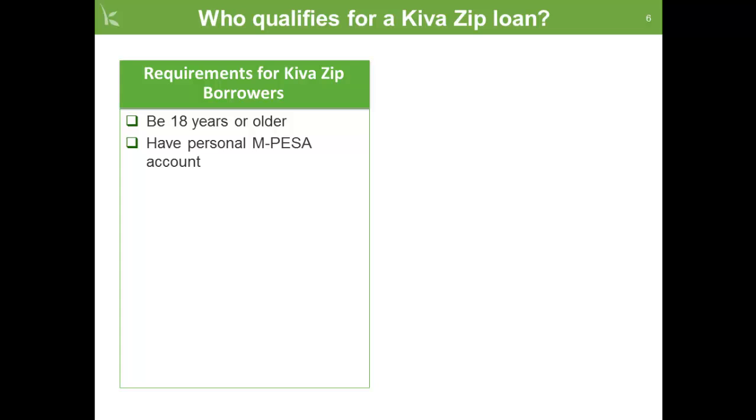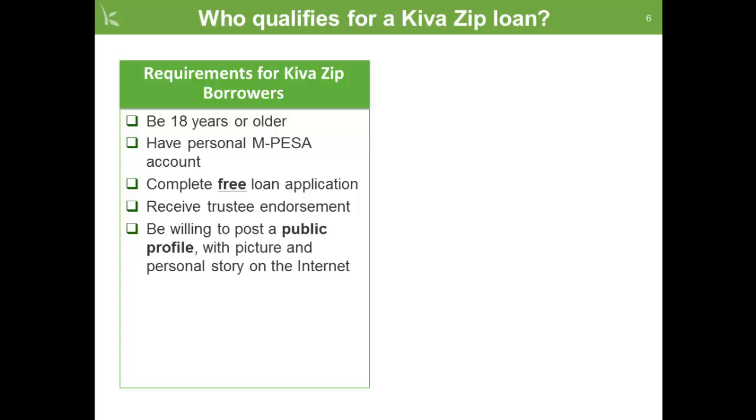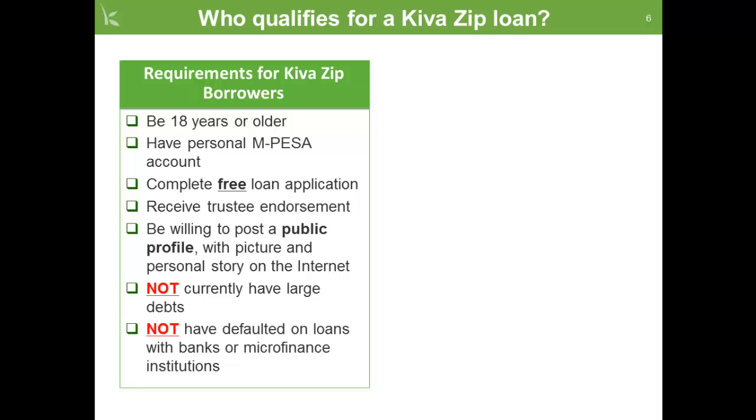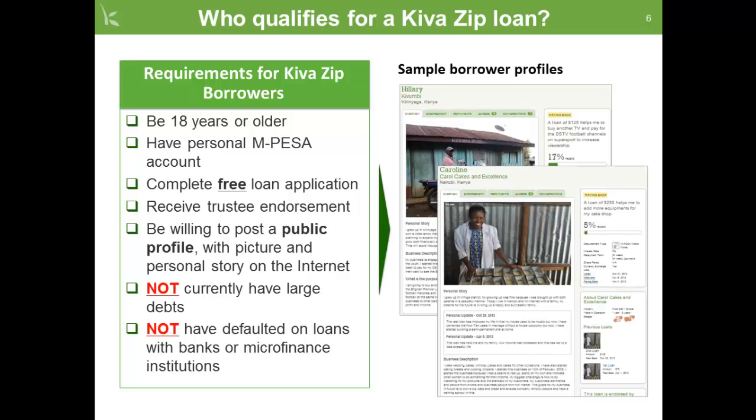registered M-Pesa account, complete a free loan application, receive an endorsement from an approved trustee, be willing to post a public profile on the internet with their picture, personal story, and business description. Borrowers must not currently have large outstanding debts, and must not have defaulted on loans with banks or microfinance institutions in the past.